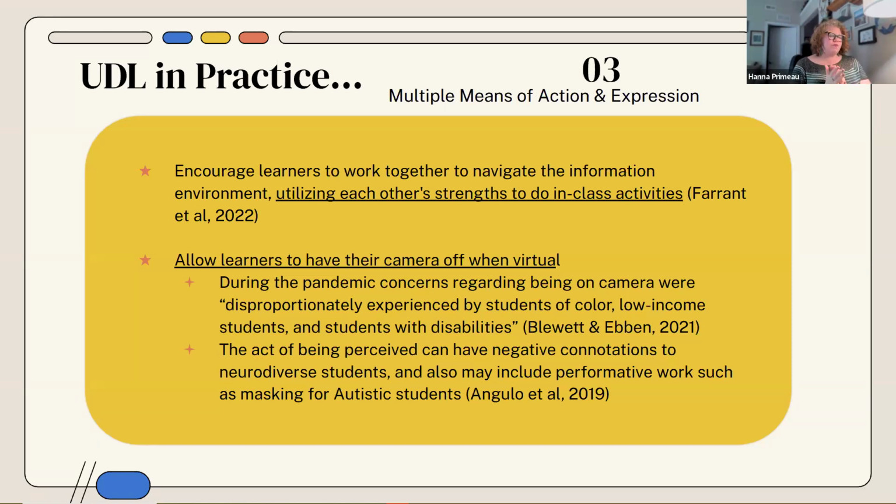And we firmly encourage allowing people to have their cameras off in virtual settings. During the pandemic, there were concerns regarding being on camera that were disproportionately experienced by students of color, low income, and students with disabilities. And the act of being perceived, in and of itself, can have negative connotations to a neurodiverse student. It may also include performative work, such as masking, to be in a space that feels very different than their everyday appearance. And that is what's taking their processing power rather than learning.